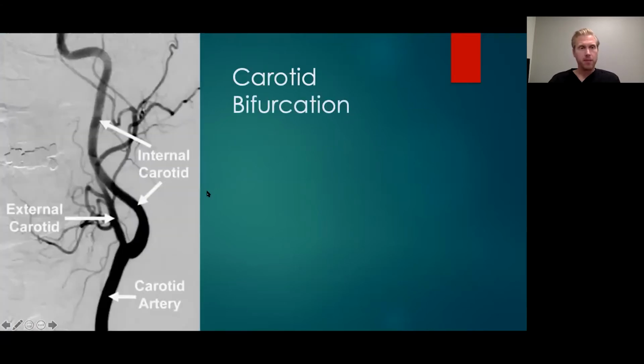This is what a carotid bifurcation looks like on an angiogram. So we're looking at a roughly AP view, but at a little bit of an oblique angle. You can see someone's teeth here. The nose is probably just off the screen here. The lower portion of the jaw, cervical spine.